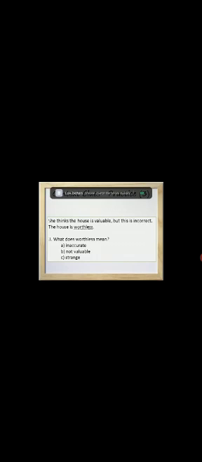Number 3. She thinks the house is valuable, but this is incorrect. The house is worthless. What does worthless mean? A, inaccurate, B, not valuable, or C, strange? Think about the context clues that can help you answer this question. She thinks the house is valuable, but this is incorrect. So if that's incorrect, what does that mean about the house? Let's look at the answer.